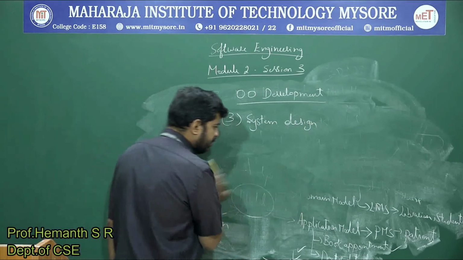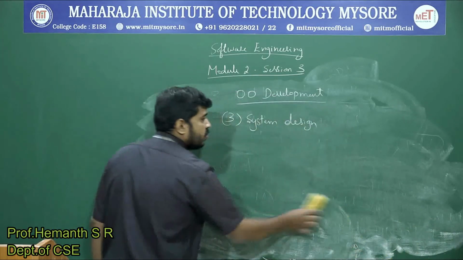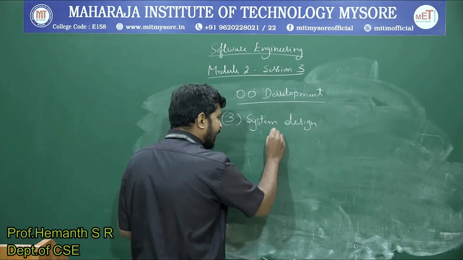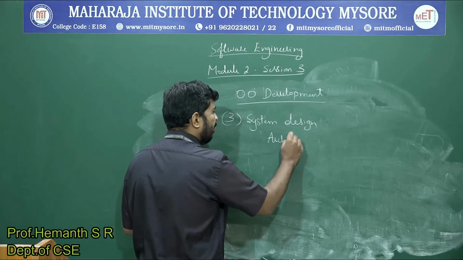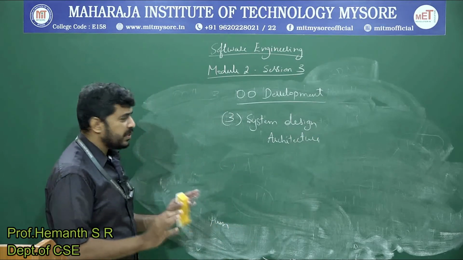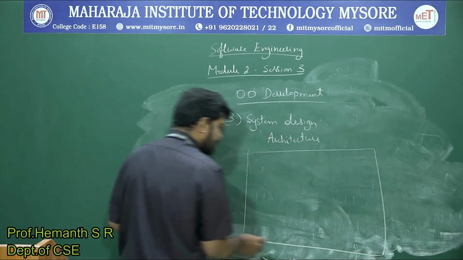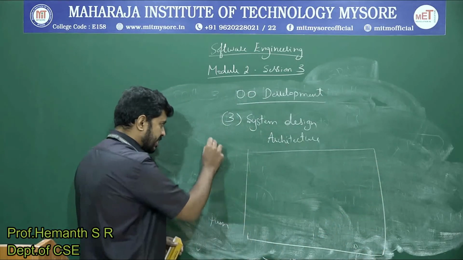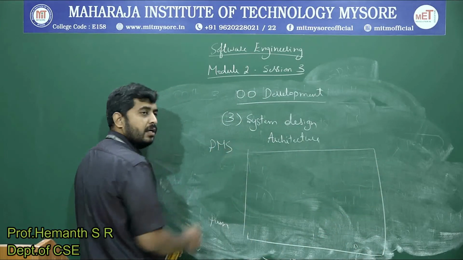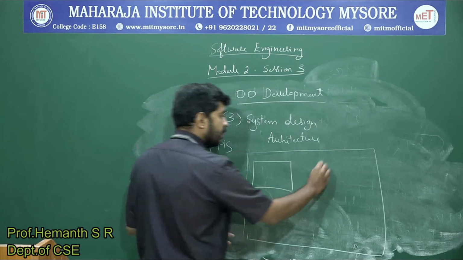Okay, so in system design, what exactly are we doing? In system design, we plan the architecture of the system. Okay, the overall architecture, the big picture of the system. Like if this rectangular box is my system, for example the patient monitoring software, what are the different subsystems under this system?